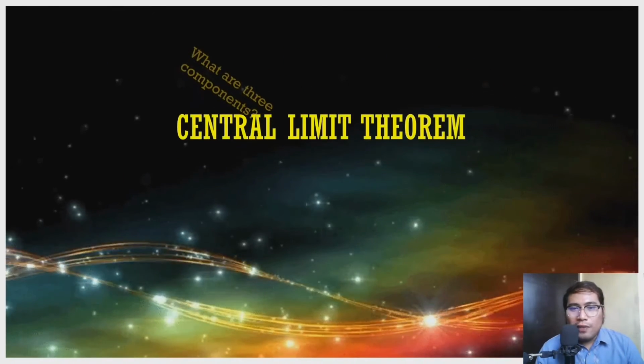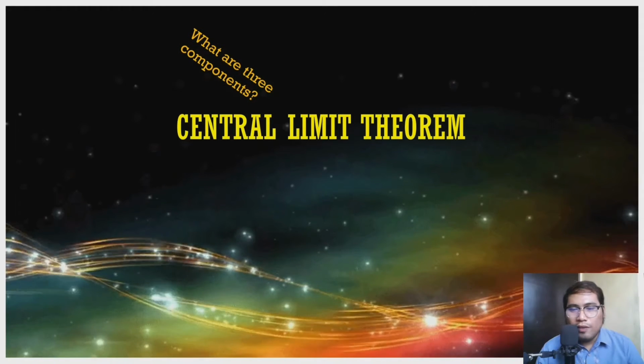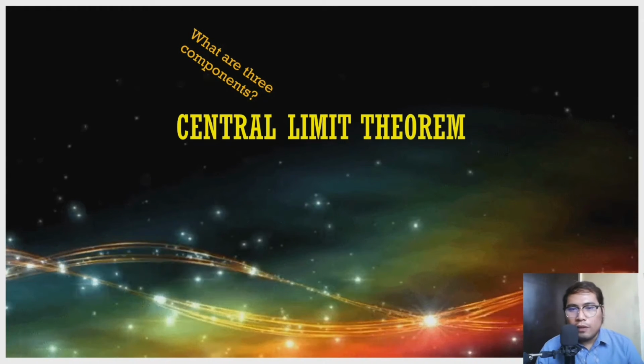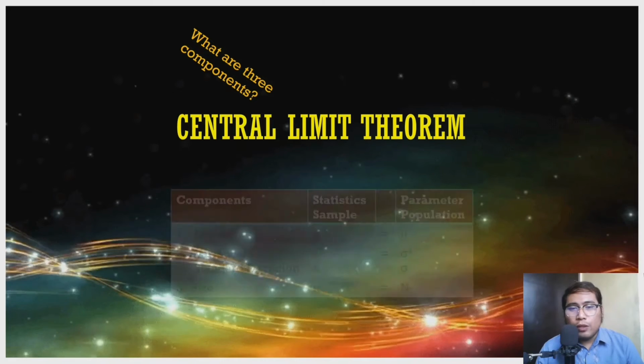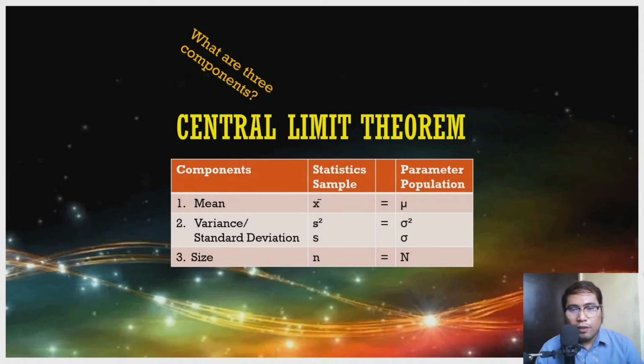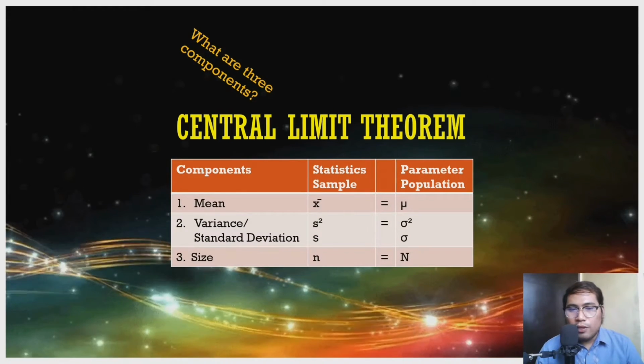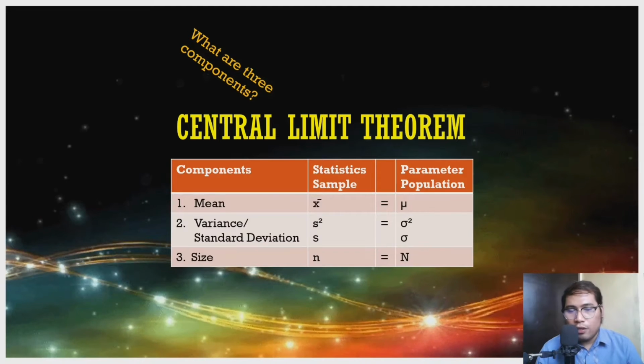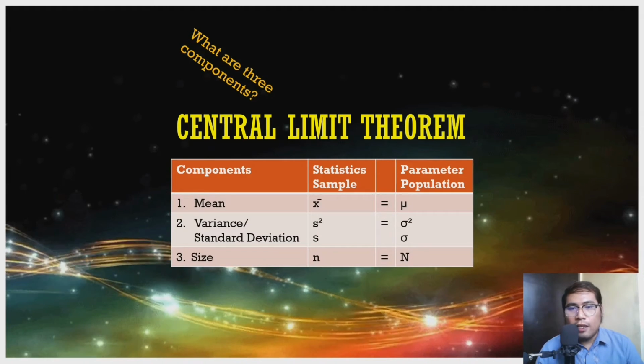What are the 3 components of central limit theorem? So when we talk about central limit theorem, we always mention these components. Number 1, mean. Number 2 is the variance or the standard deviation, and number 3 is the size.